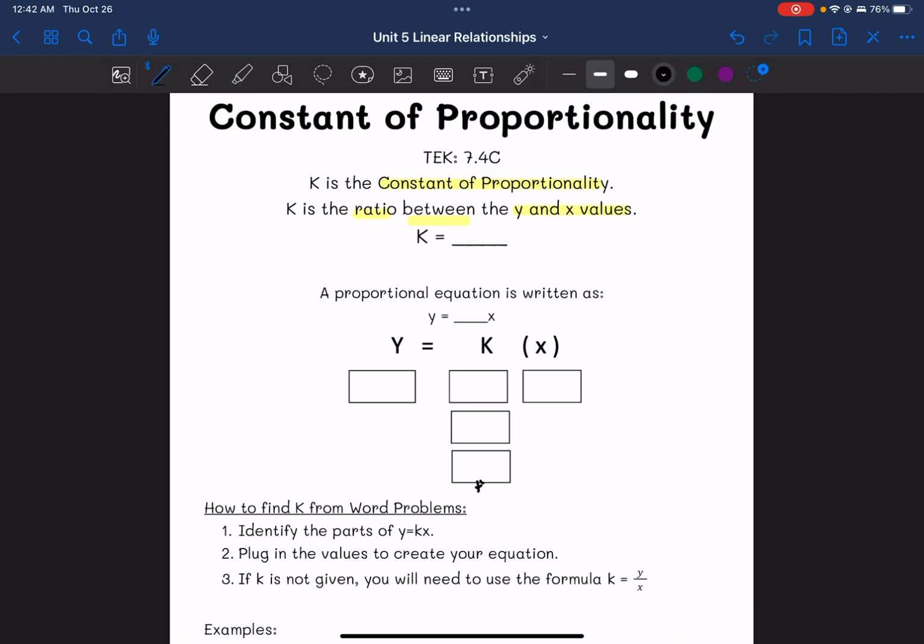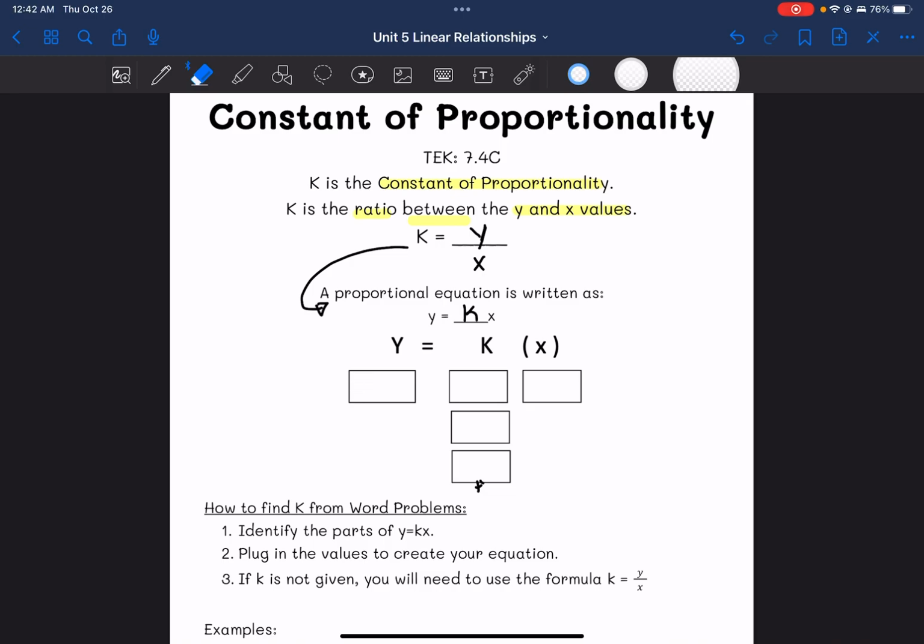There is a formula we use in our class to find the constant of proportionality, that is going to be K equals Y over X. All that means is that we are taking the Y value and dividing it by X, okay? This formula has a proportional equation, which is written as y equals kx, okay?